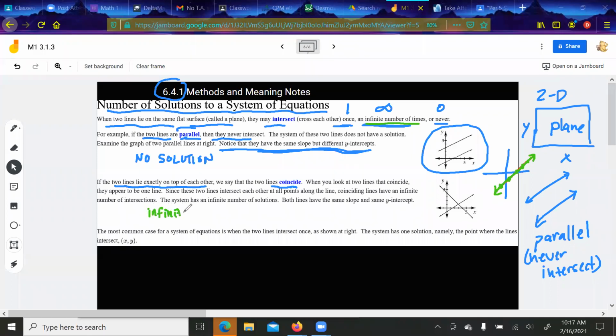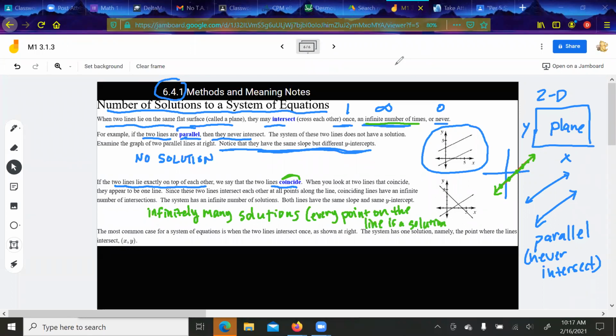So I'm going to write that down. Infinitely many solutions if the two lines coincide. There are infinitely many solutions. Every point on the line is a solution.